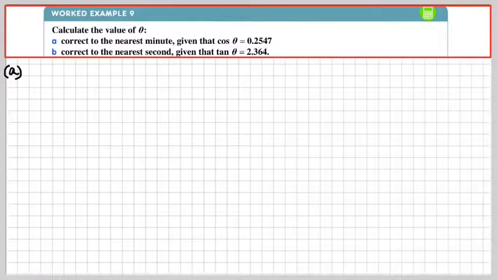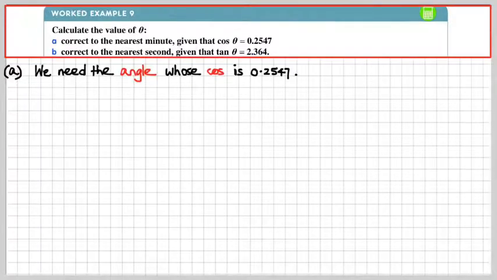Now, what's this other one we've got to do? Oh, this is something different. We've got to do to the nearest minute. Look. Given that cos theta is that, and to the nearest second, my goodness, given that tan theta equals that. Well, look, I'm going to show you something else now, something wonderful to enable you to do this, okay? It's a little bit more of CAS skullduggery.